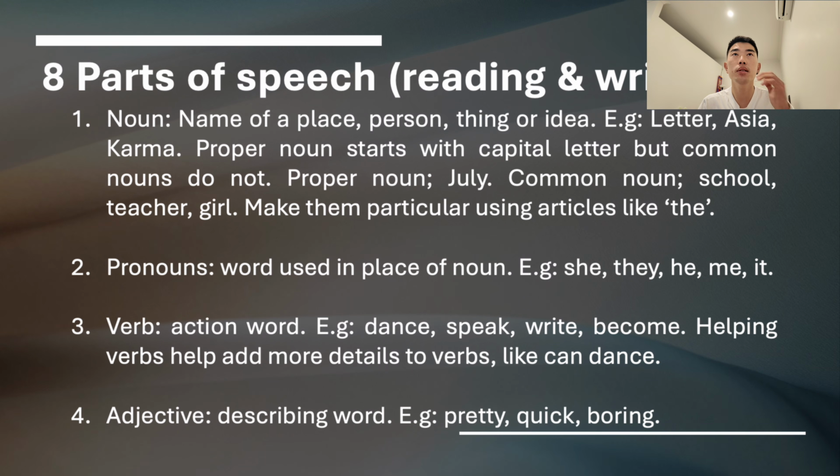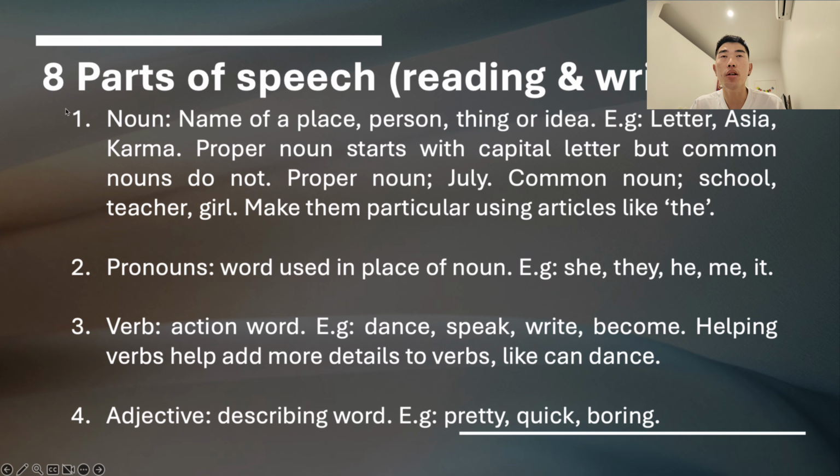A proper noun starts with a capital letter, but common nouns do not. So please remember this, a proper noun starts with a capital letter. Not all nouns start with a capital letter. A proper noun is a noun given to a person, place or a thing that only it can have. No other nouns can have it except itself. So that's why it's a proper noun. For example, July. A common noun is a noun which is usually given to a collection of objects or a group. For example, school, teacher, girl. When the nouns are like school, teacher, there's nothing particular or specific about it. It's just a common title given to the noun.